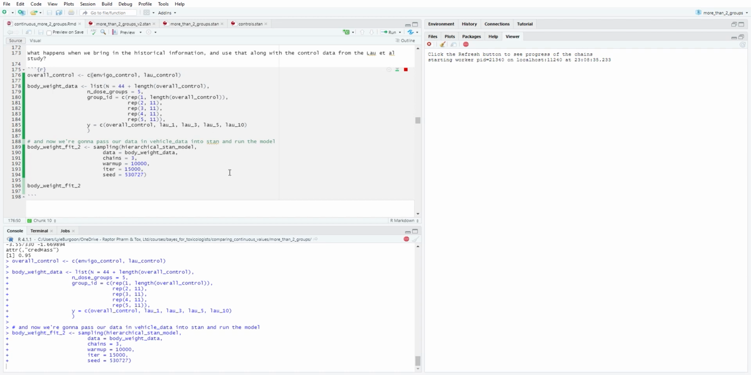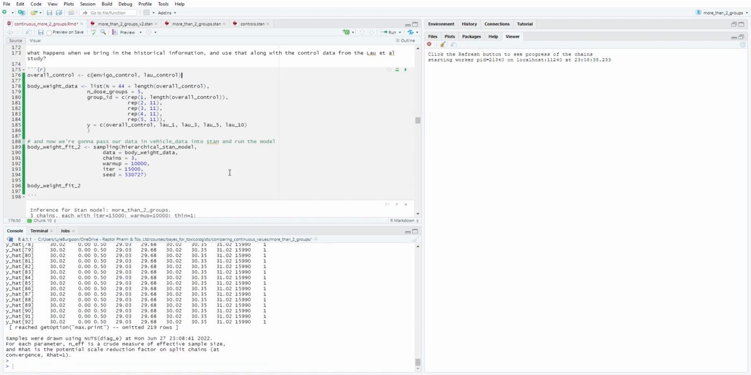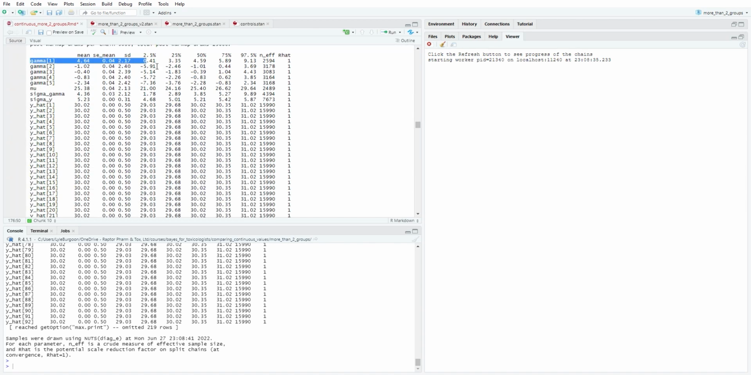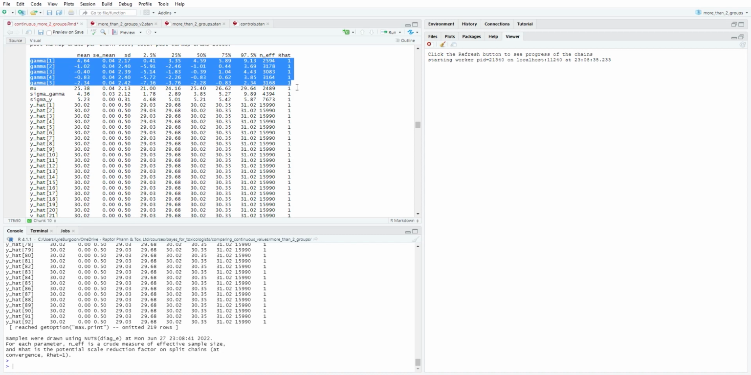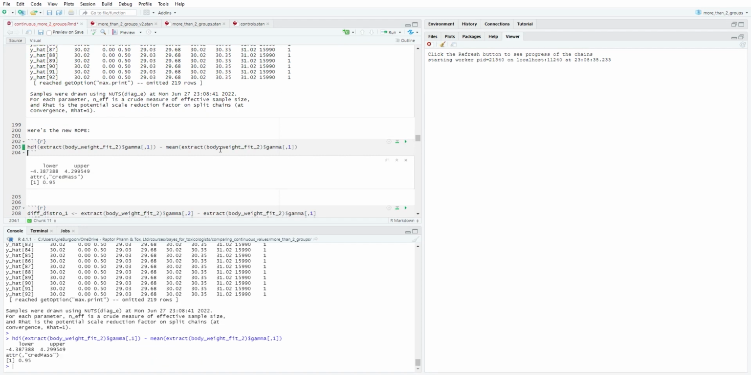And again, the importance of what we're trying to do here is we want to make sure that we're using a good set of prior information that gives us a better sense of what the actual population distribution looks like. So here again, we've got some interesting stuff here, and we're going to figure out what our rope is.